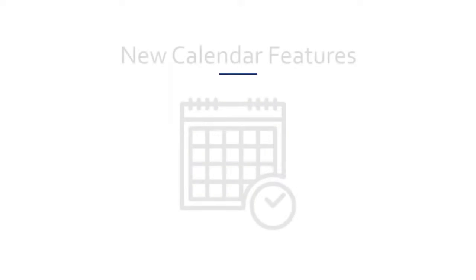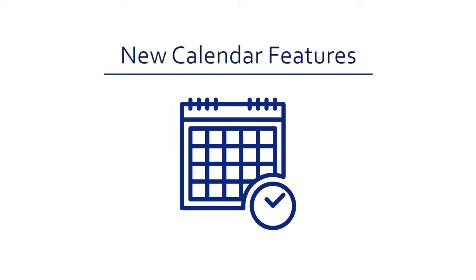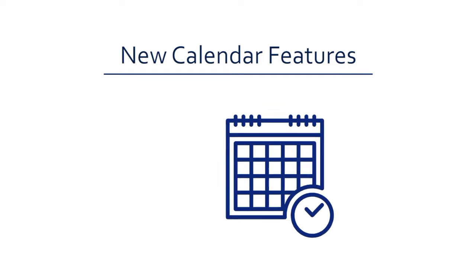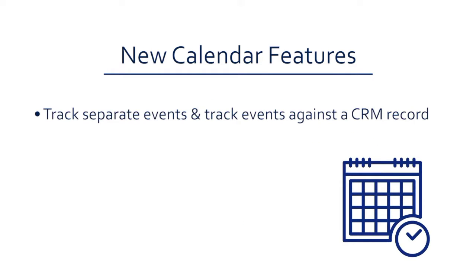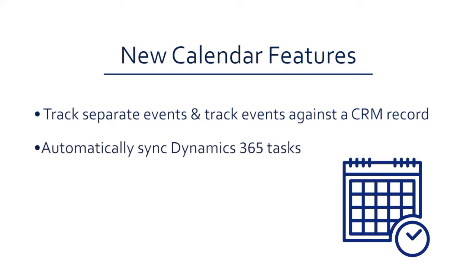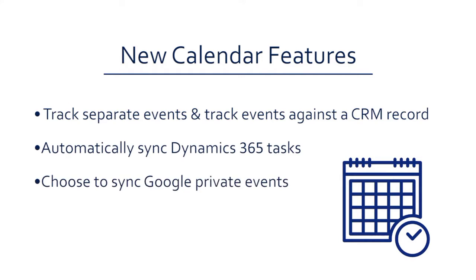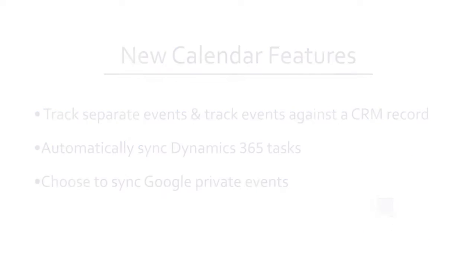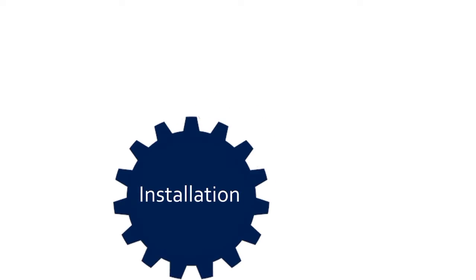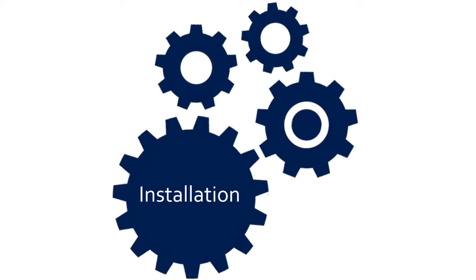Calendar, and more. In our most recent update, we added several new calendar features, including the ability to track separate Google Calendar events or Dynamics CRM appointments, and even track Google events against a particular CRM record, automatically synchronize tasks from Dynamics 365 to Google Calendar, and choose whether or not certain Google private events should be synchronized to Dynamics 365. Installing the Dynamics 365 integration for Gmail Google Chrome extension is fast and easy.